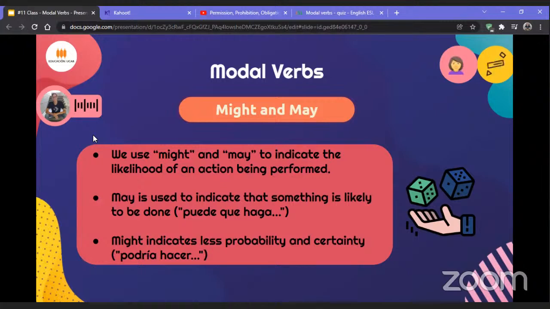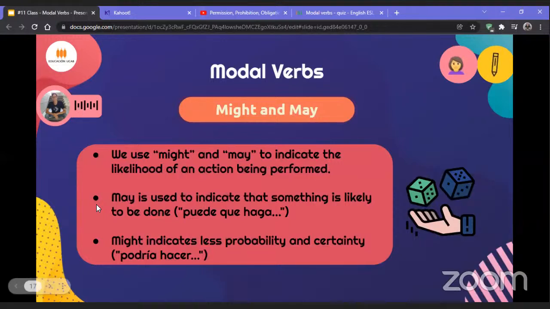For example, in Spanish, we use that with the verb poder. Podemos hacer la tarea. We may do the homework, okay? That's the possibility. It's like 50-50%, okay? But might indicates less probability, uncertainty. It's very, very common in American English to use might instead of perhaps or maybe. Okay. Como podría hacerse o podría ser. We have more examples in the next slides.